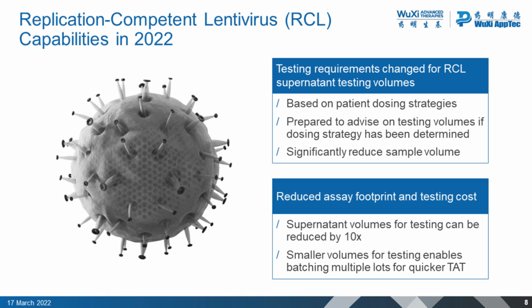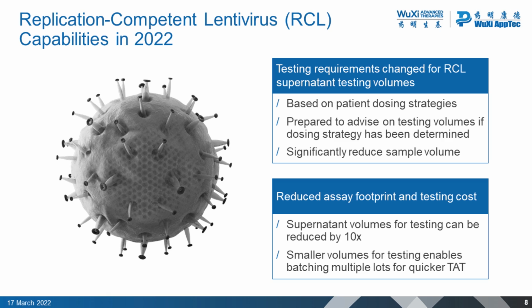However, the testing requirements have changed, and we are ready to accommodate all of those testing requirement changes as well for the RCL assay. So in addition to being able to accommodate the maximum volumes from the previous guidance, in case there are no dosing strategies known, depending at the phase life cycle of that lenti product, we are able to reduce the RCL supernatant testing volume based off of the new guidance, and we are able to advise on those testing volumes if there is a dosing strategy.